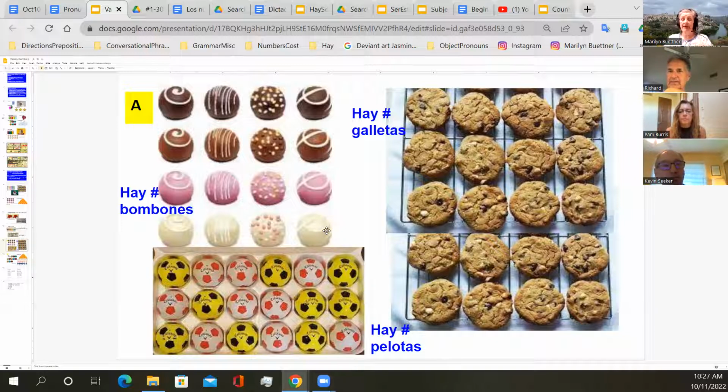And the word order will be "hay," because "hay" just says something exists. It's just there. It's not doing anything, it's just there. Then we have the number, 16 bombones, the things that, sí, they are, right? Okay, galletas. Ooh, we got to insert a number.